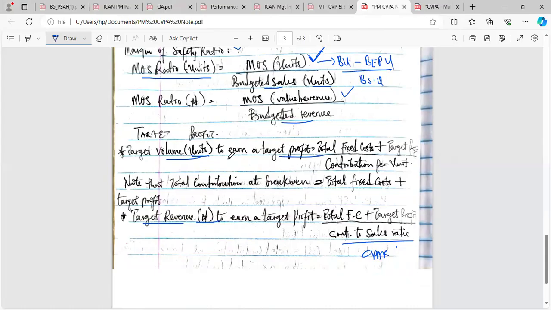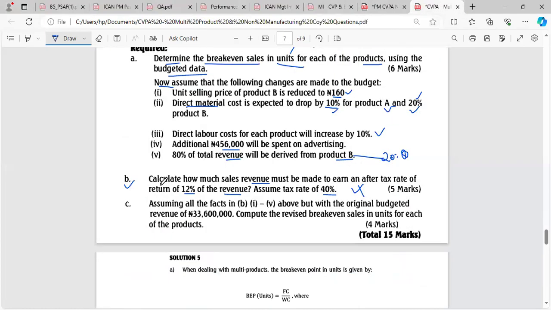Target volume to earn a target profit. Are you seeing it? Target revenue in Naira to earn a target profit. It is similar. Okay. So calculate how much sales revenue must be made to earn an after-tax return. So we are going to compute the revenue that we are going to get. How much sales revenue are we going to earn if we want to get an after-tax return? Here is profits.